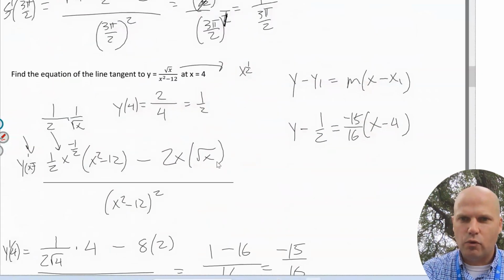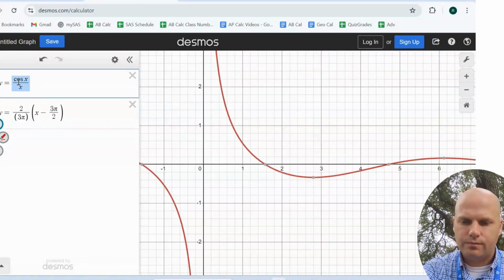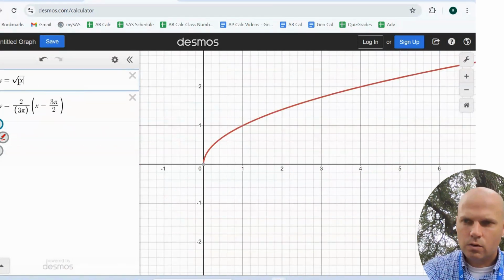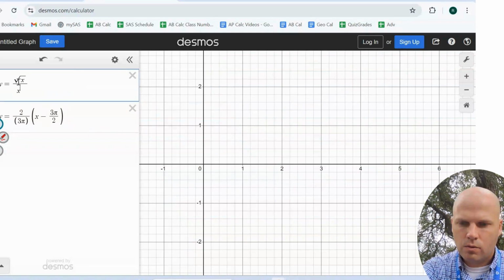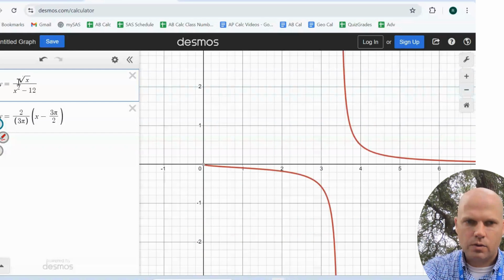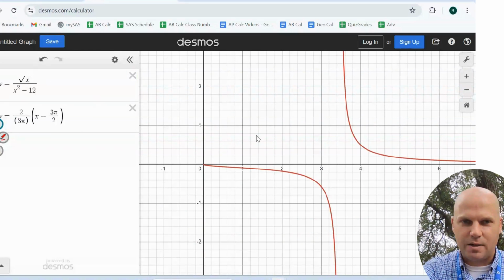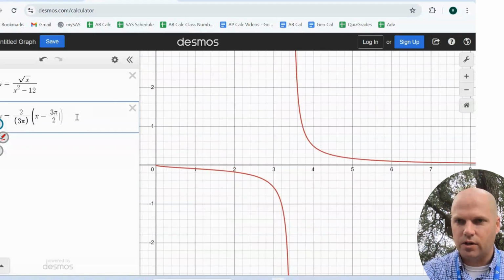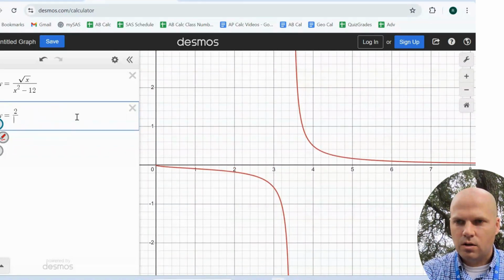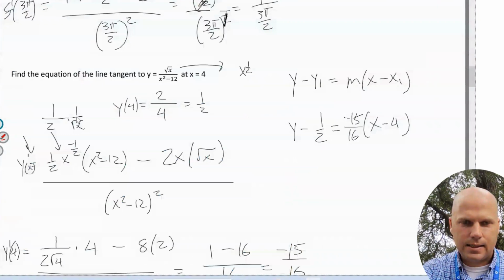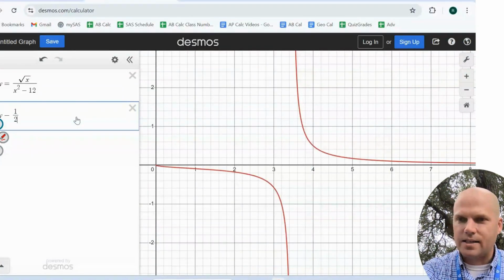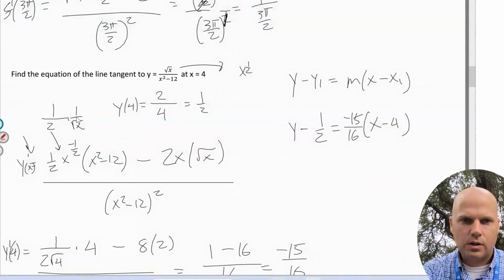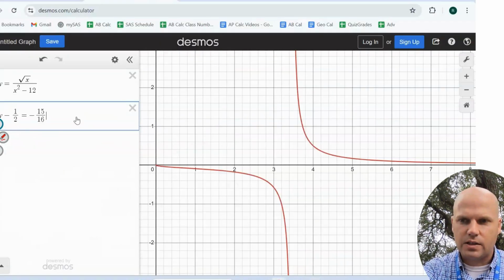Let's check out root x over x squared minus 12. And I have 2 vertical asymptotes. But our domain is positive x's because I'm not allowed to plug in negative. So we actually have 1 vertical asymptote. So it's nothing really crazy. And I got y minus a half equals negative 15 sixteenths times x minus 4.